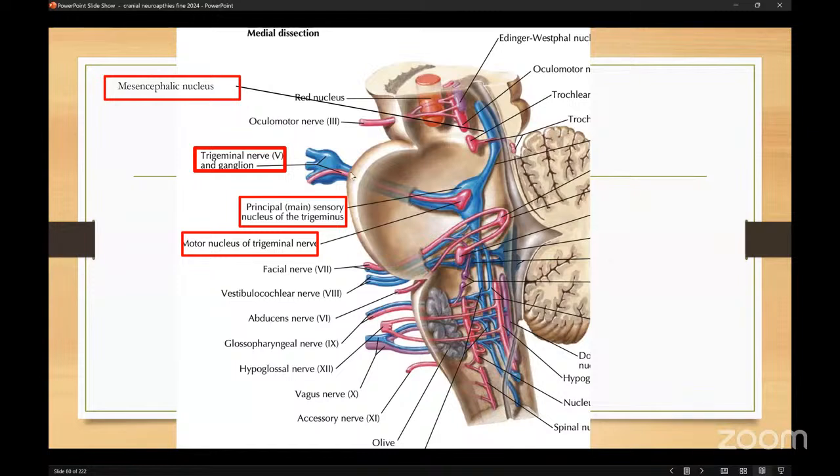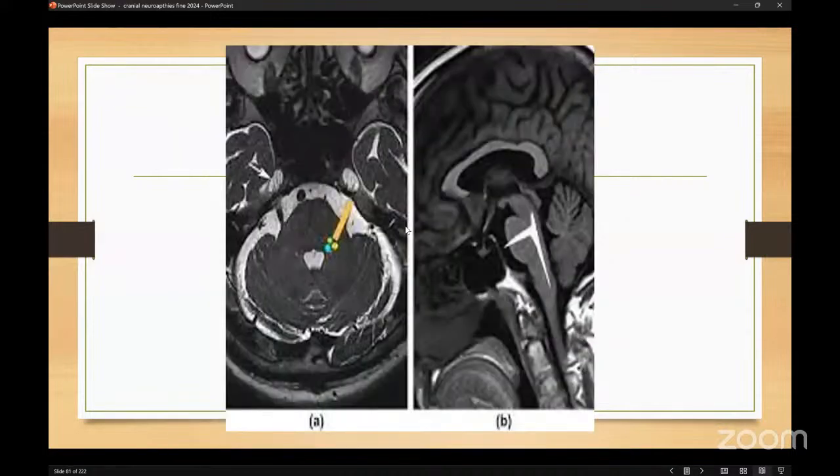All of these combine to form the trigeminal nerve, which has a cisternal segment and then enters the Gasserian ganglion. In MRI, you can see how the fifth cranial nerve is situated. It comes out at the mid pons. This is how the nuclei are situated: the mesencephalic nucleus, principal sensory nucleus, spinal nucleus, and spinal tract of the trigeminal nerve. The fifth cranial nerve comes out at the mid pons level.